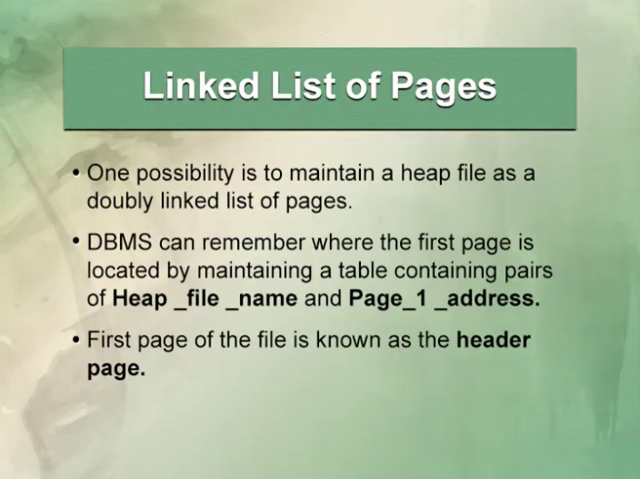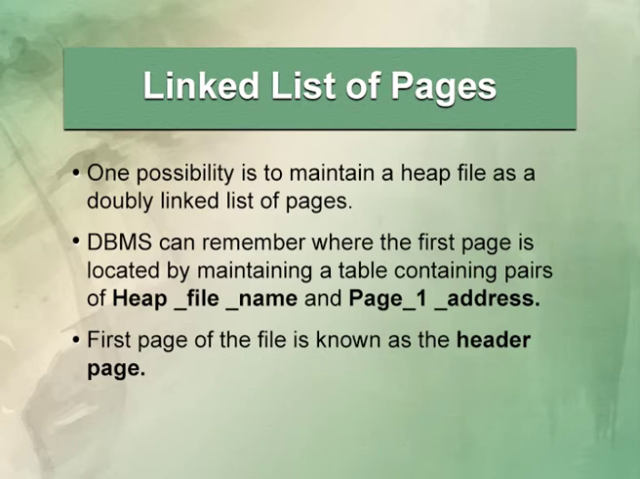We will start with the linked list of pages. In the linked list of pages, one possibility is to maintain a heap file as a doubly linked list of pages. So, here we are using the data structure called the doubly linked list. In the doubly linked list, you have two pointers, front and back. At the front end and the rear end, you will have two address pointers, pointing forward as well as in reverse. So, in between, some nodes will be there wherein the records are stored.